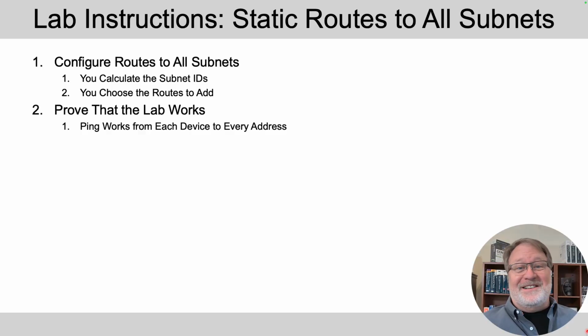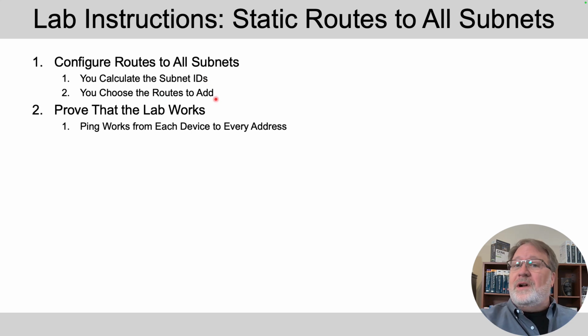So what does the lab ask you to do here? Well, first it says configure routes to, quote, all subnets. So you've got some work to do. You've got to calculate the subnet IDs because the lab itself doesn't tell you what those are. It gives you interface addresses and not subnet IDs. You also have to choose which routes to add.